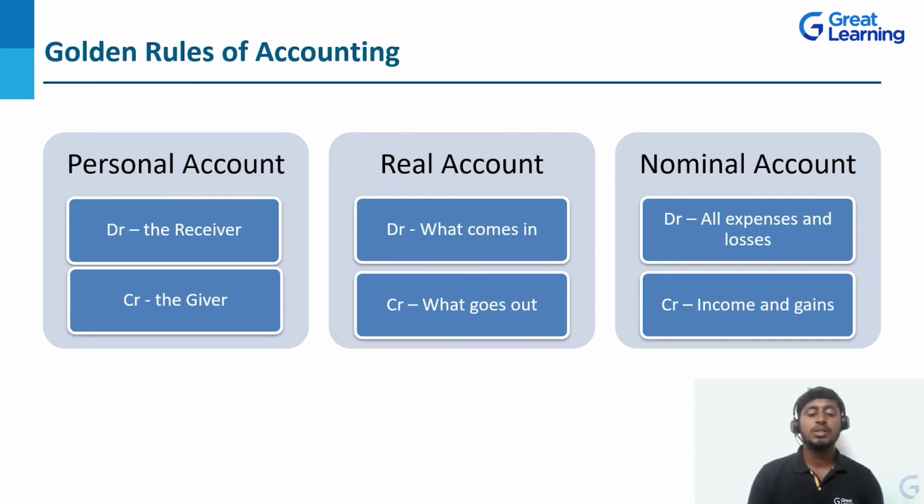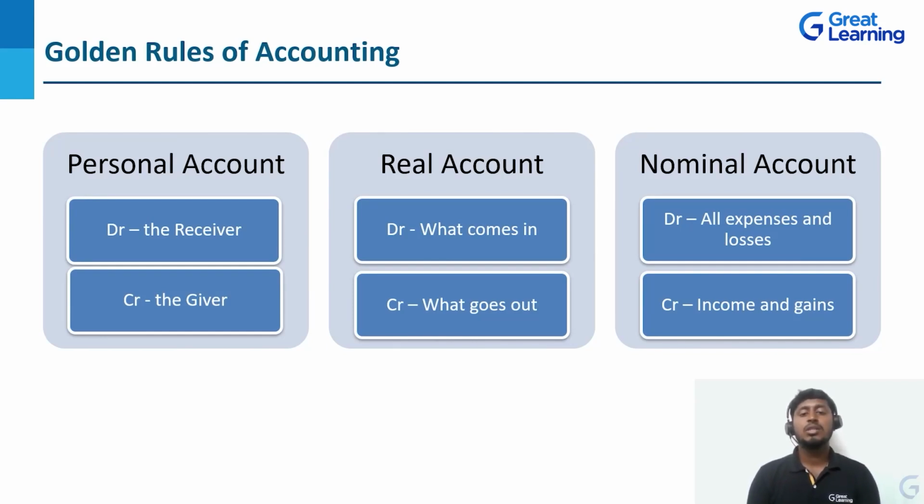A representative person. All these categories of persons will come under the personal account. So in that, debit is the receiver, credit is the giver. For example, we are going to receive money from our customer. So the customer is going to pay money. So who is going to receive? The company is going to receive the money, correct? So the company needs to debit. And who is the giver here? The customer is the giver, or he is going to pay, correct? So we need to credit the customer.